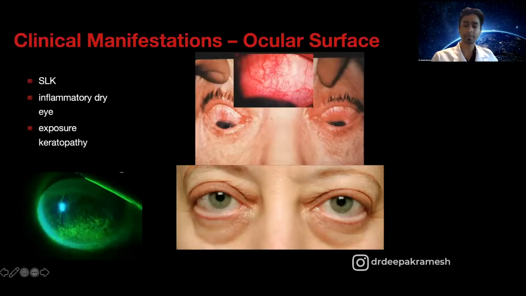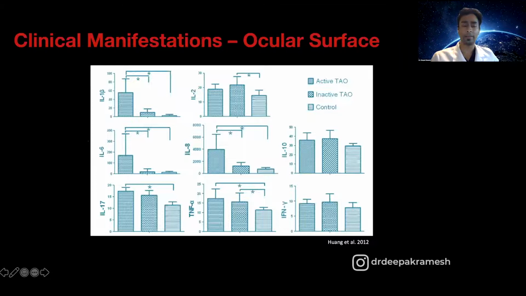So this is a snapshot of the tear film, and we see that patients with active thyroid eye disease have a lot of cytokines and inflammatory molecules that may be mediating this SLK response compared to patients with inactive thyroid eye disease or controls.